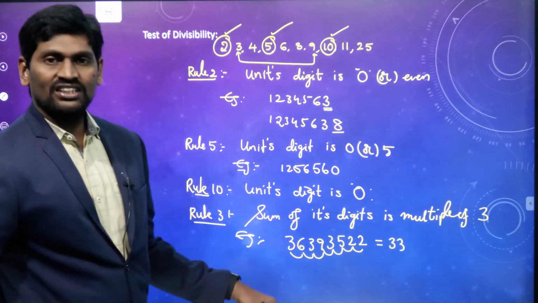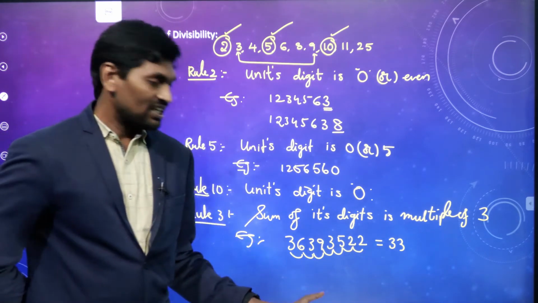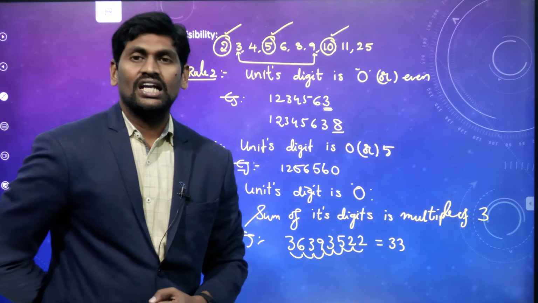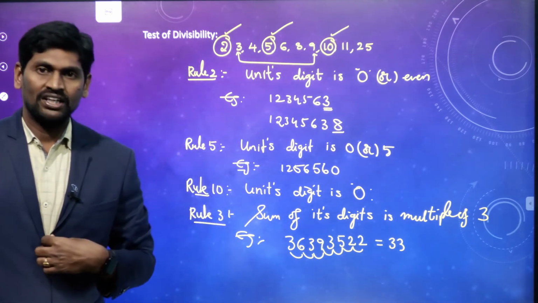So from this we can say that 33 will come in the 3 table directly. So we can say that the entire number will be divisible by 3.